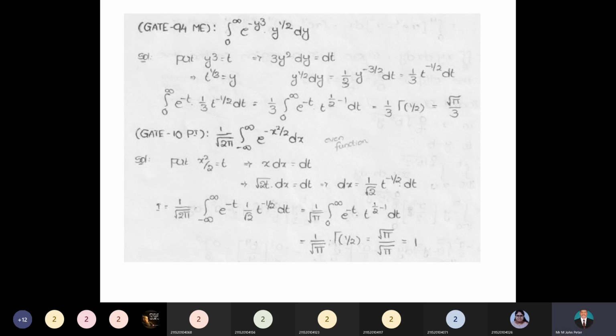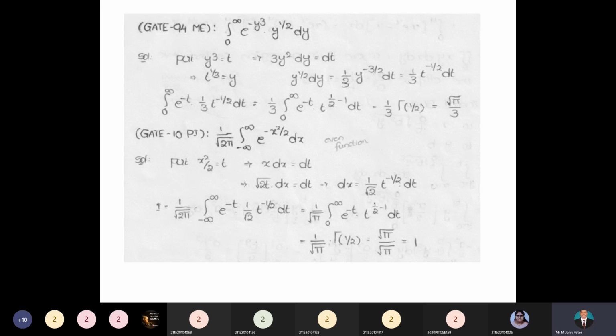So y cube we can replace by t. So you get 1 by 3 into t power minus 1 by 2. That power minus 3 by 2, break it as y cube in brackets, again to the power minus 1 by 2. So you end up with t power minus 1 by 2 into dt. So the substitution for y power 1 by 2 dy is 1 by 3 into t power minus 1 by 2 dt. E power minus y cube you can write as e power minus t. That's what they have mentioned in the next step. So it is the integral from 0 to infinity of e power minus t, t power minus 1 by 2 dt.